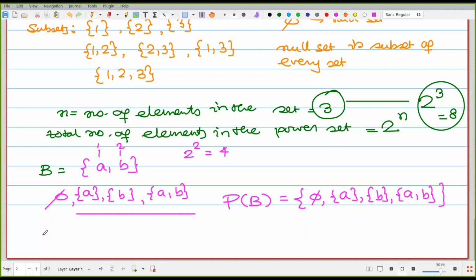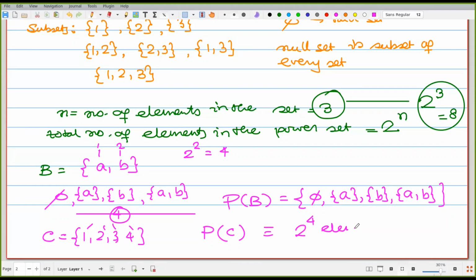In the same way, suppose we have a set C that is {1, 2, 3, 4}. So how many elements are there? Now 4. So how many elements should be in its power set? Now in the power set, there must be 2 to the power 4 elements, or there must be 16 elements in the power set of C. You may check it. Okay, {1}, {2}, {3}, {4}, {1,2}, {2,3}, {3,4}, {4,1}, {1,3}, {2,4}, then {1,2,3}, then {2,3,4}, like that.